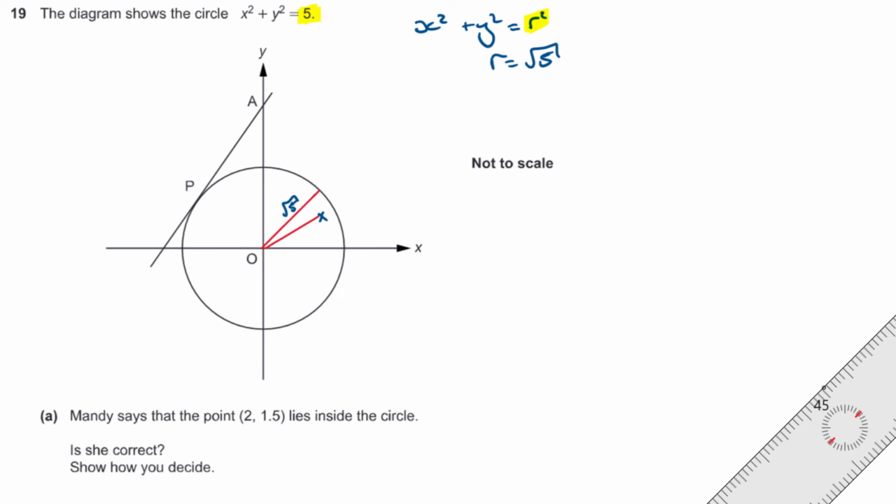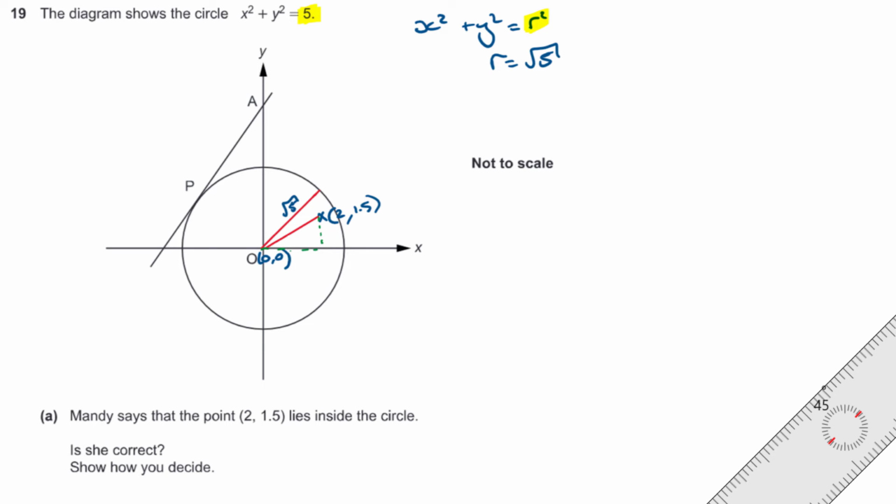So if we find the distance between the origin (0, 0) and our point x, which is the point (2, 1.5), and that length is greater than root 5, then we know it lies outside the circle. If it's less than root 5, we know it's on the inside of the circle. So we just need to use a bit of Pythagoras' theorem to find the length.